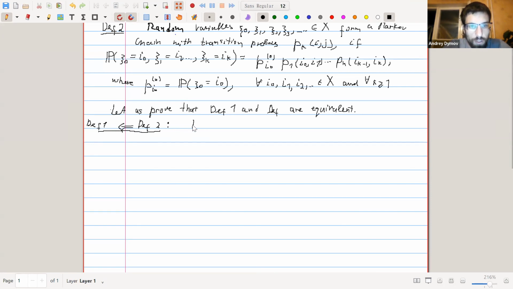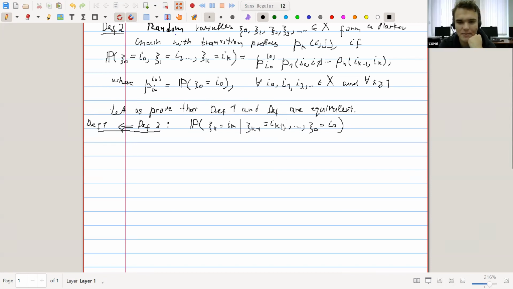What should we prove actually? We should consider the conditional probability of the following form: the conditional probability that xi_k equals some i_k, if we know that at the moment of time k minus one we are at the site i_{k-1}, etc., and at the moment of time zero we were at the site i_0. And we should prove that we can just throw away the tail of this conditional probability, right? Do you see my mouse? Yes. Okay. We can keep only this part of the condition, right?